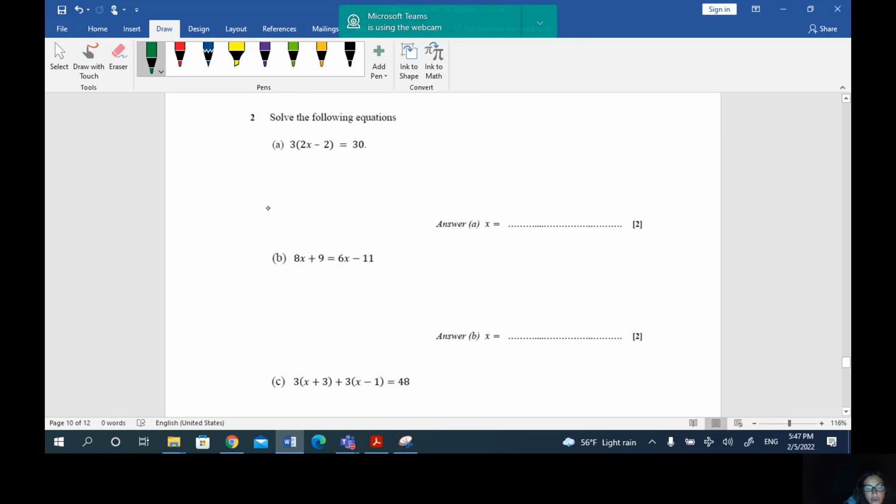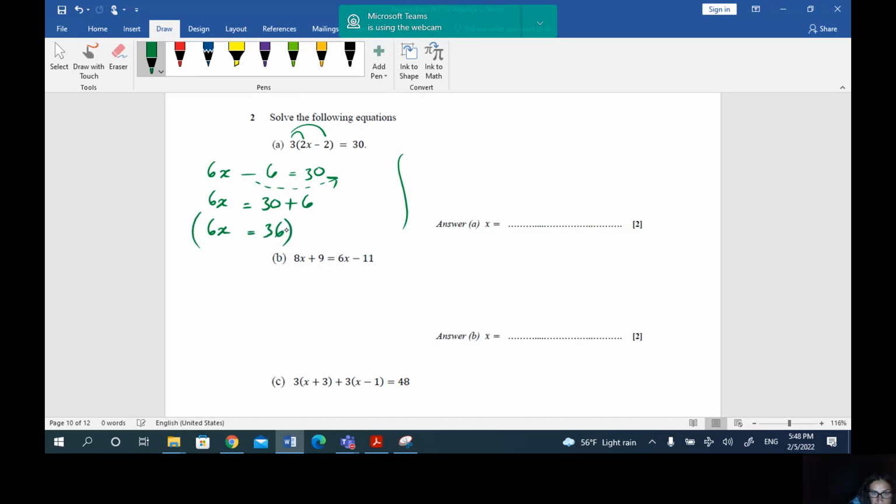Okay, and let's carry on with solving more equations. So here, we can expand. I'm going to solve it in 2 methods. If we're expanding, 3 times 2x will be 6x. 3 times negative 2 will be minus 6 is equal to 30. We're going to send this to this side of the equation. So it will be 6x is equal to 30 plus 6. And 6x will be equal to 36.